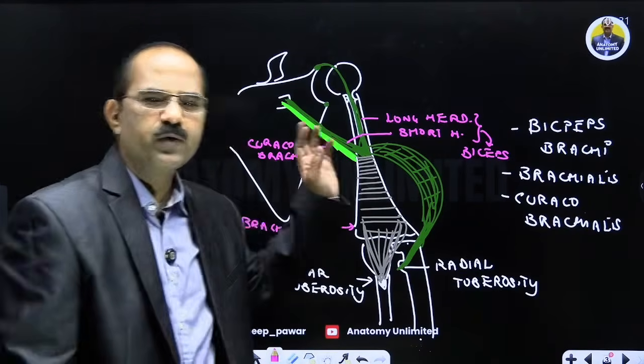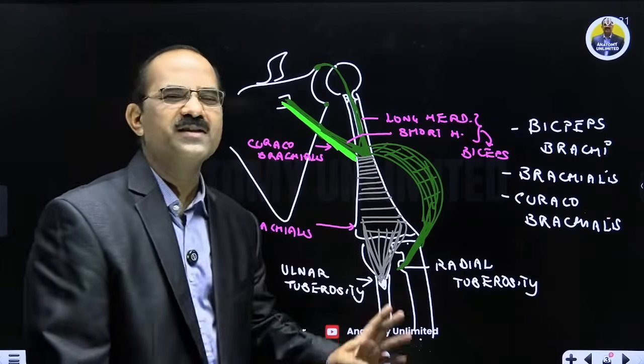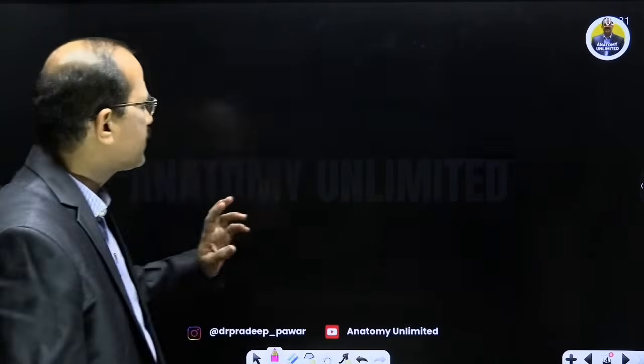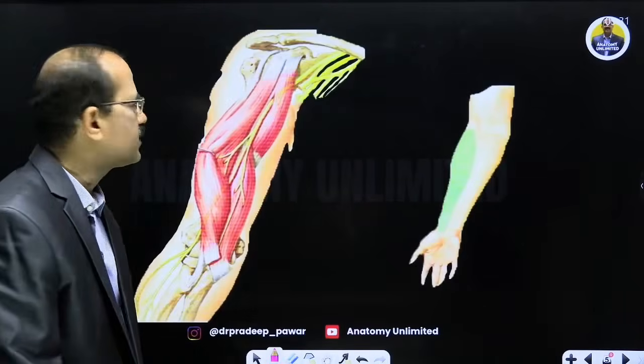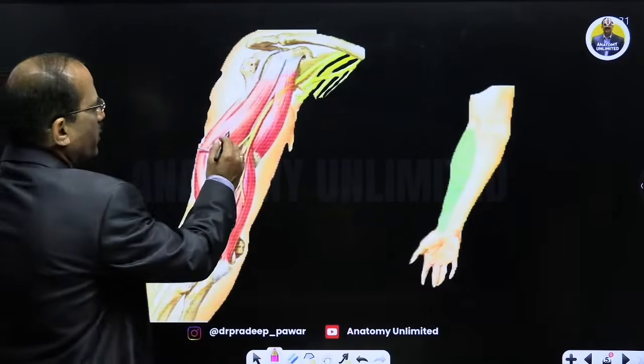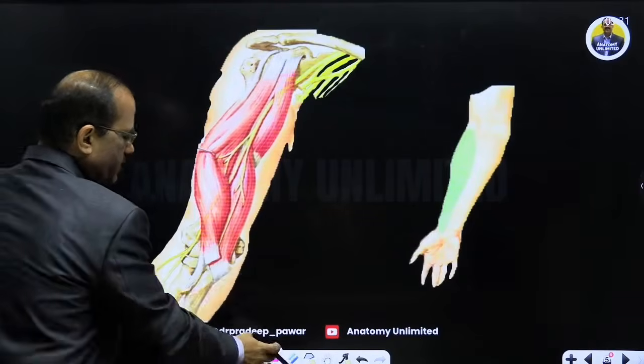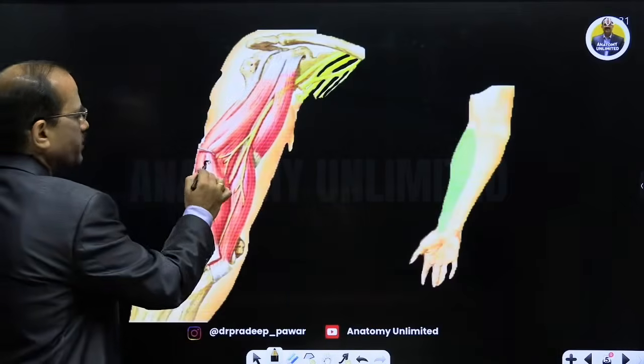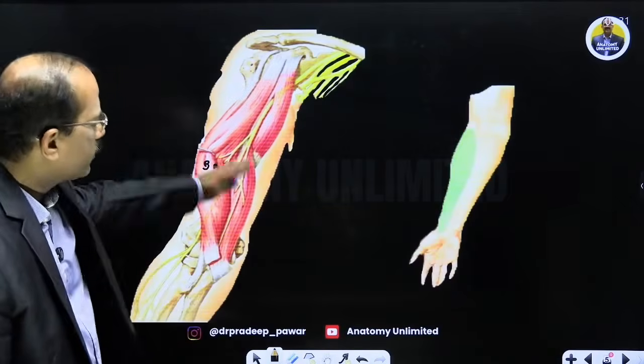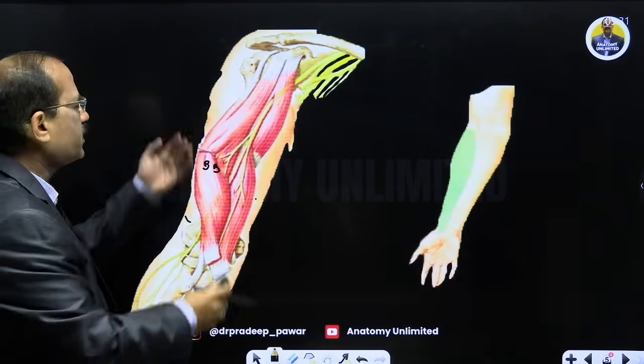So that's how you understand it. Simple है बच्चों, बहुत easy है. एक बार देख लो, just see the slide. ये slide देख लो. अब देखो, what is this big muscle? This is the biceps brachii. अब biceps brachii को I've reflected. मैंने biceps को turn किया. What is this?